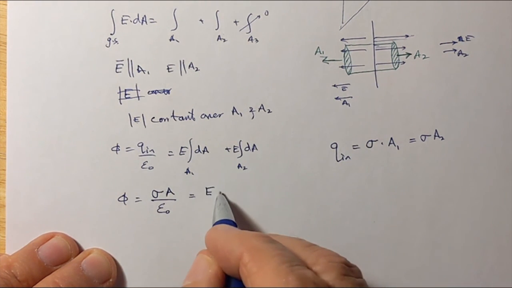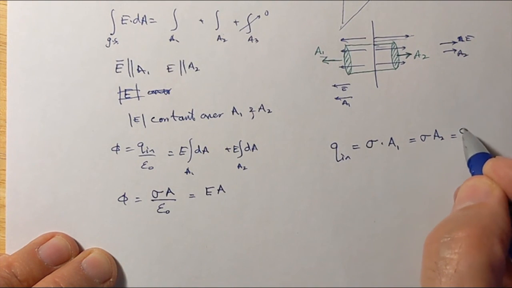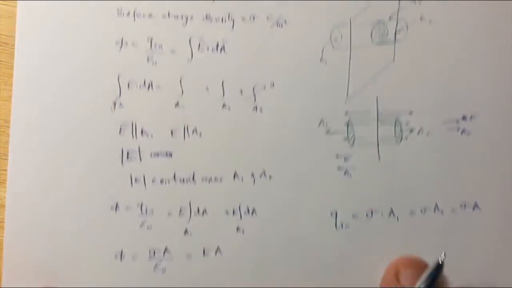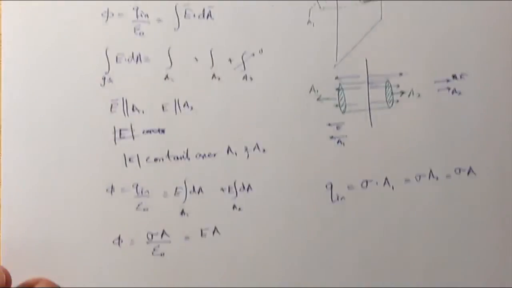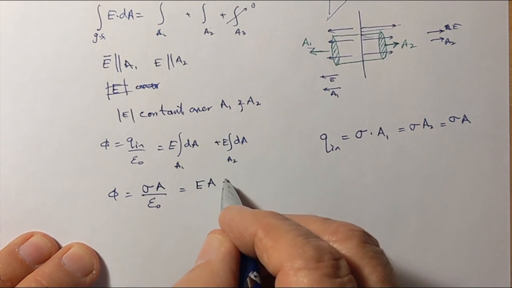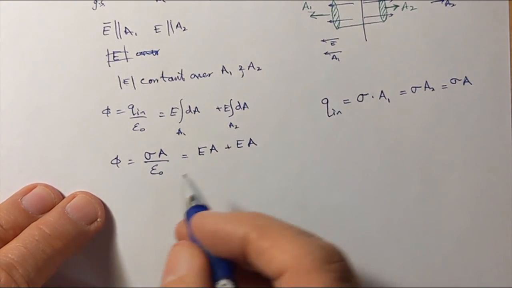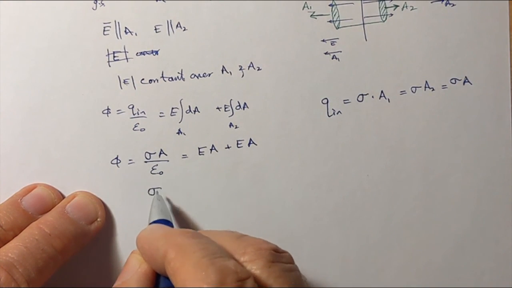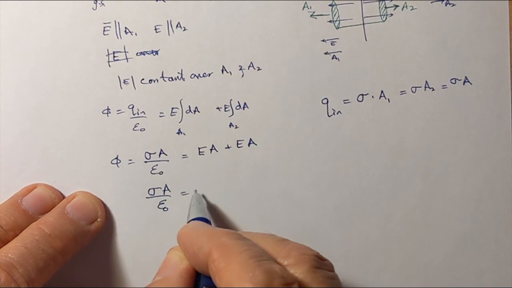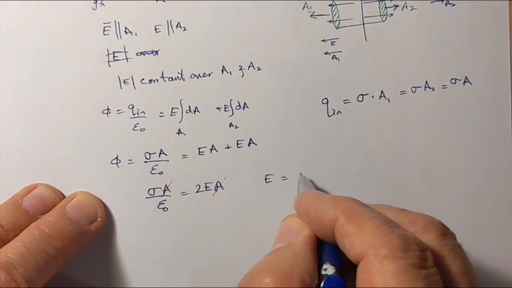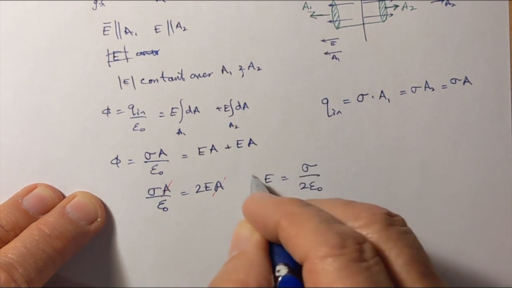So our flux is going to be Q in, which is sigma A over epsilon naught, equals E times the integral of dA, which we just write as A. Both areas are the same. All three areas are the same. This one, this one, this one, and this one. So this becomes EA and EA, or it becomes 2EA. And therefore, sigma A over epsilon naught is 2EA, and we can cancel out the A's, and we are left with E equals sigma over 2 epsilon naught.